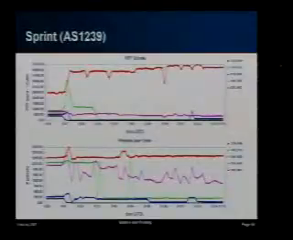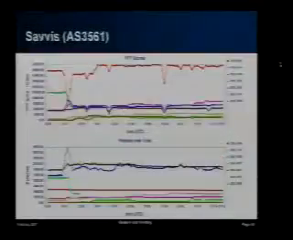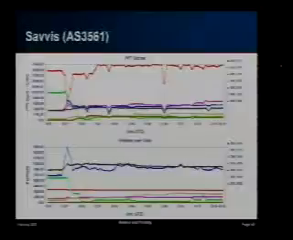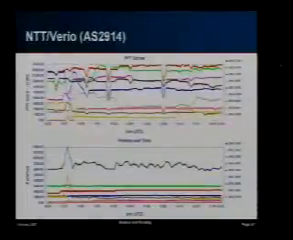Here you see Sprint wins big on the Indian connection but loses a significant amount of 4134 China Telecom transit. Savvis, I'm trying to think, the interesting story about that is the significant loss of Singtel traffic.